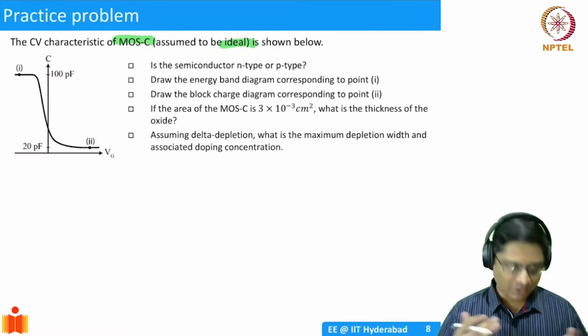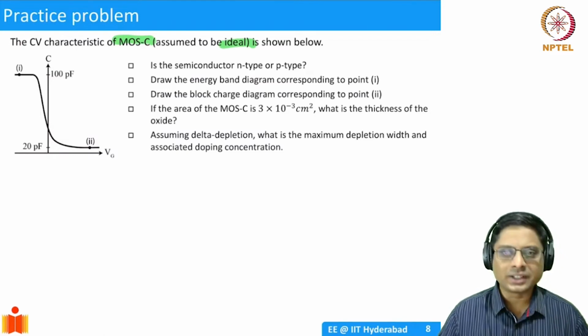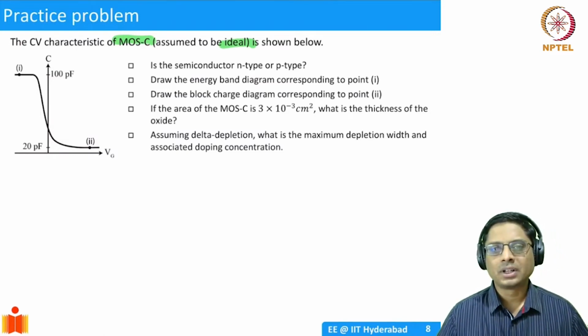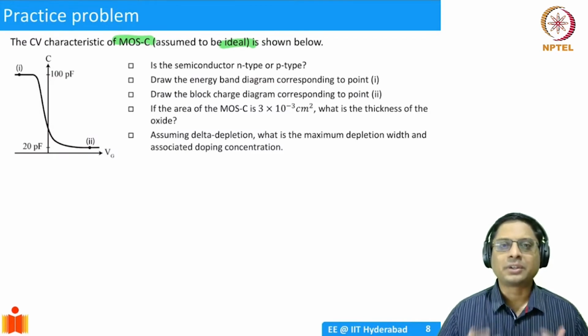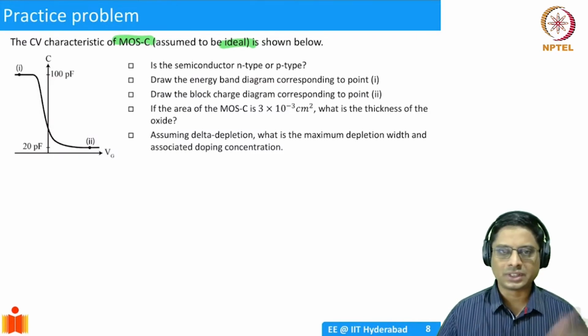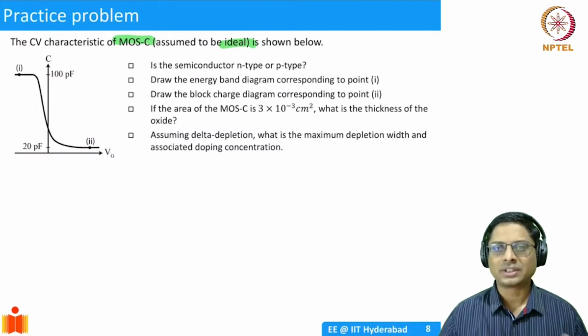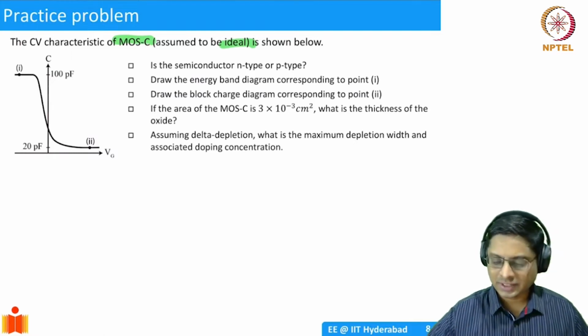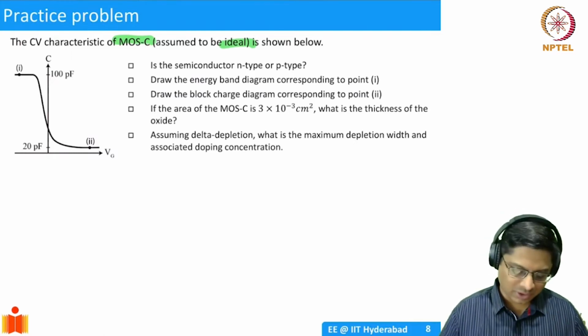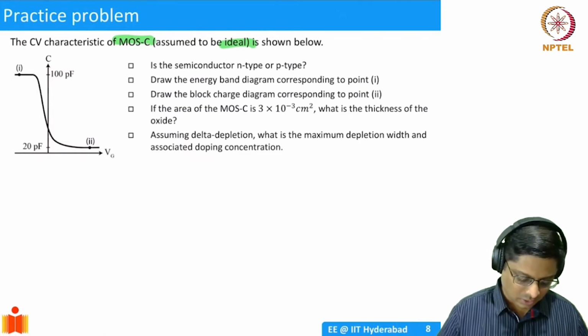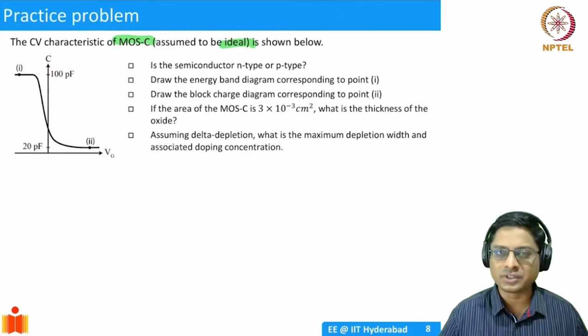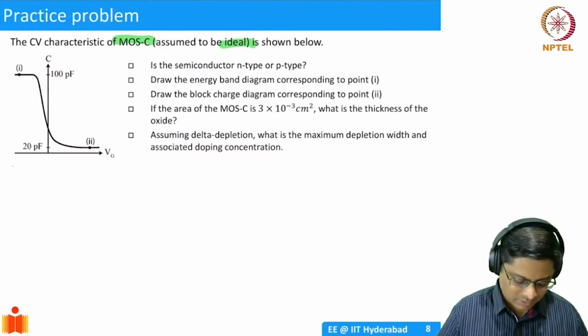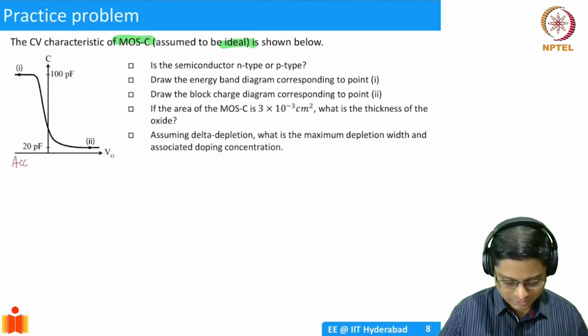First of all, when you look at the CV, is the semiconductor N-type or P-type? How do we answer that? Well, first we have to identify where the inversion is. There is oxide capacitance, accumulation capacitance, and the inversion capacitance. From our understanding of the concepts, whenever the oxide capacitance is involved, it doesn't change with voltage. So this part is the accumulation region. Then we go towards depletion, and finally at this point, we hit inversion.